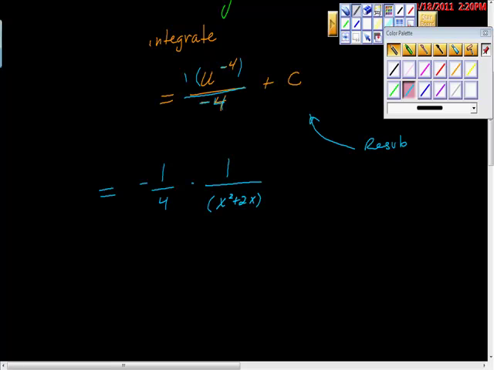To the, not the negative 4th anymore, because we're going to cure this exponent by taking its reciprocal, right? So to the fourth power plus c. So finally we get negative 1 over 4 times x squared plus 2x to the fourth plus c.